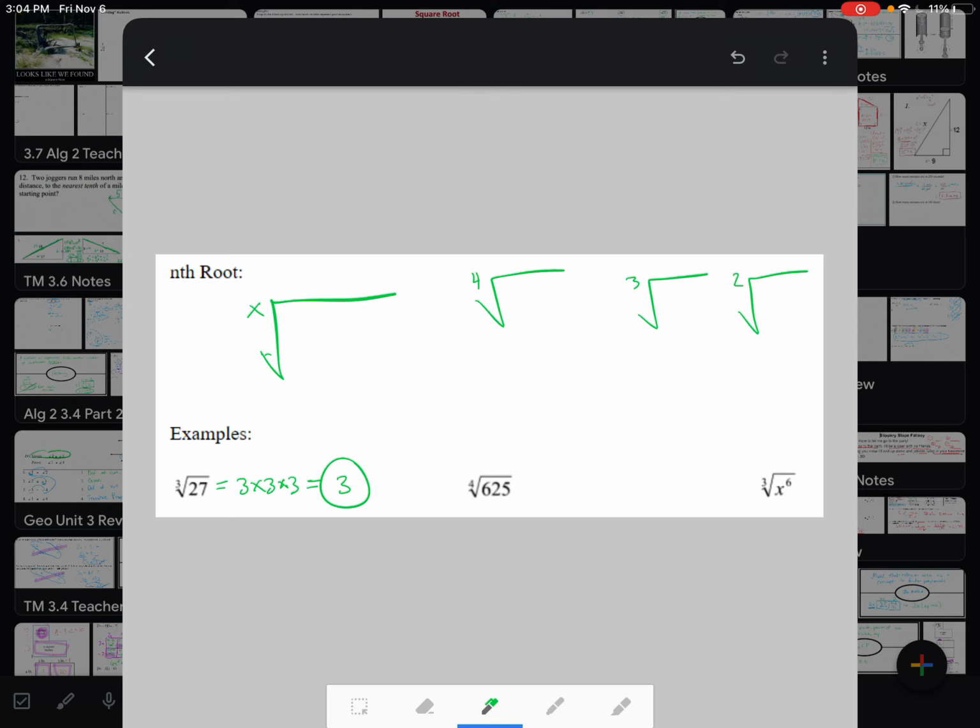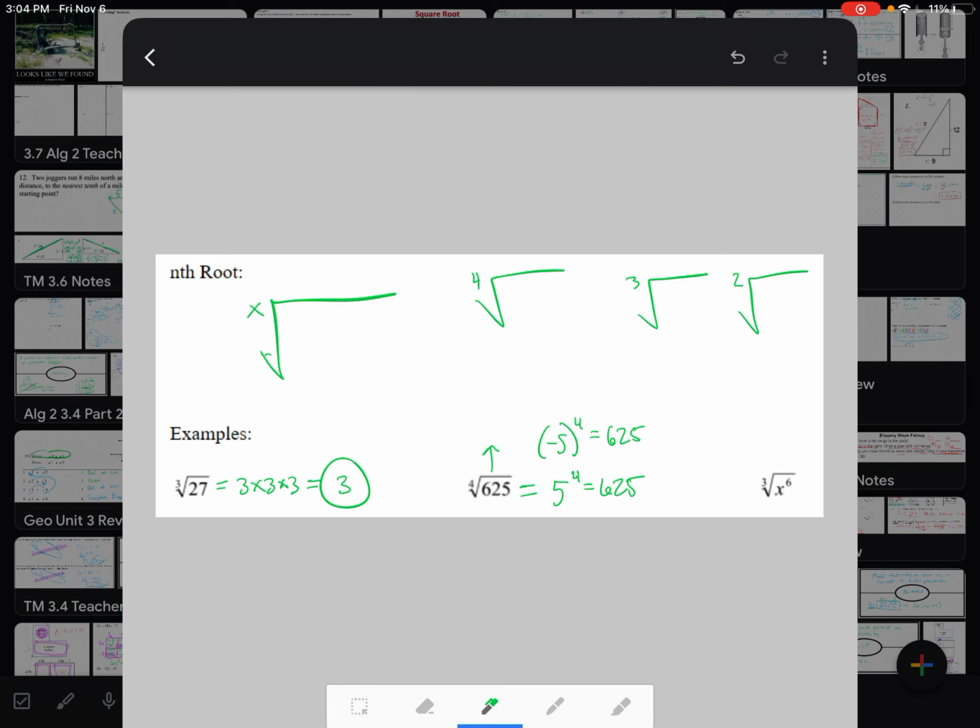So again, we can look at this here. 3 times 3 times 3, that's 3 to the 3rd power, gets us 27. So our answer to this question is only positive 3. If we look at something like 625, though, we'd have to see what to the 4th power, or what times itself 4 times, can get us to 625. Well, positive 5 to the 4th power equals 625. And also, negative 5 to the 4th power equals 625.